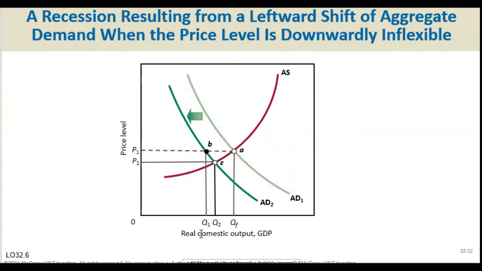And now you see the reduction in the output produced. The gap is the differential between QF, full employment, and Q1, creating excess capacity and cyclical unemployment. So the recessionary GDP gap here is the differential between full employment output and Q1, which is when the aggregate demand decreases from AD1 to AD2.